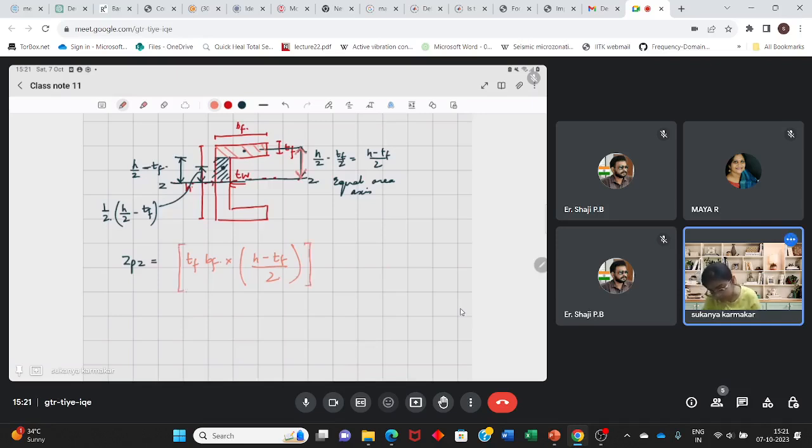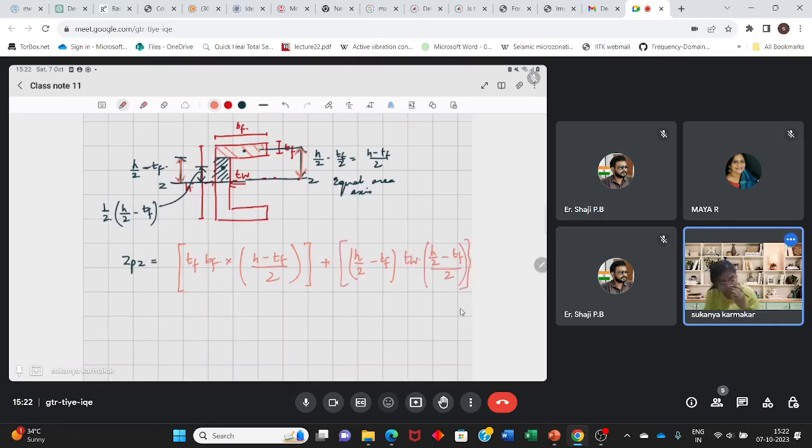Plus the area of this portion, which is this highlighted part, which is (H/2 − TF) into the thickness TW, into its centroidal position, which is (H/2 − TF/2). Okay. This was one more term.